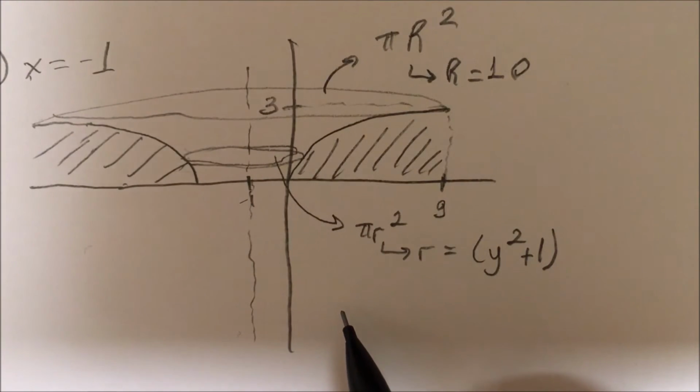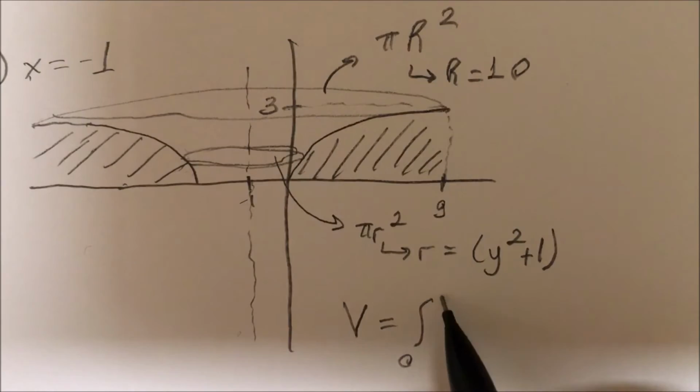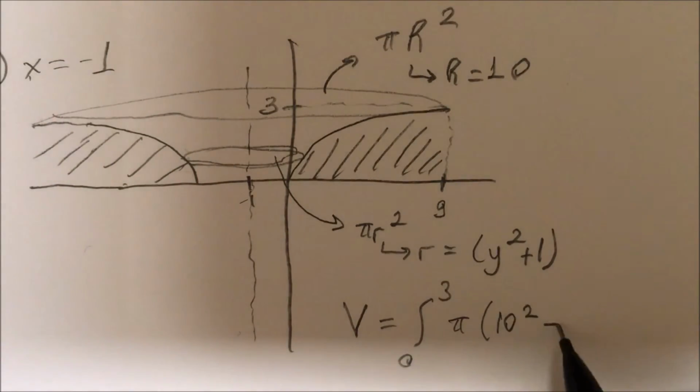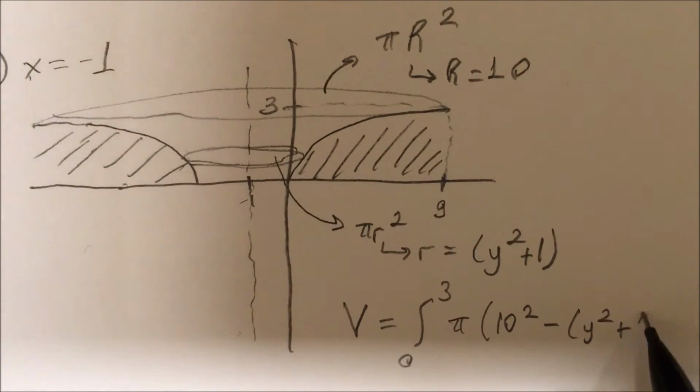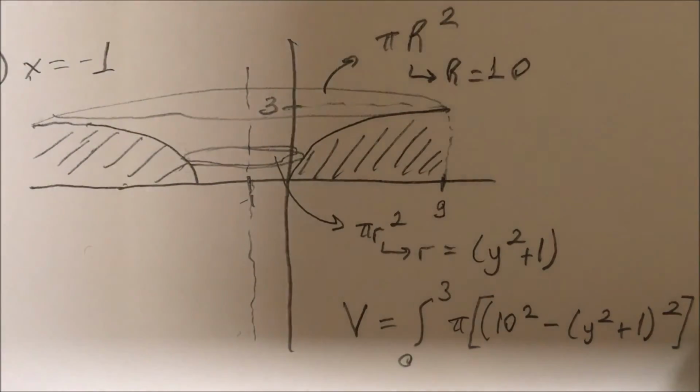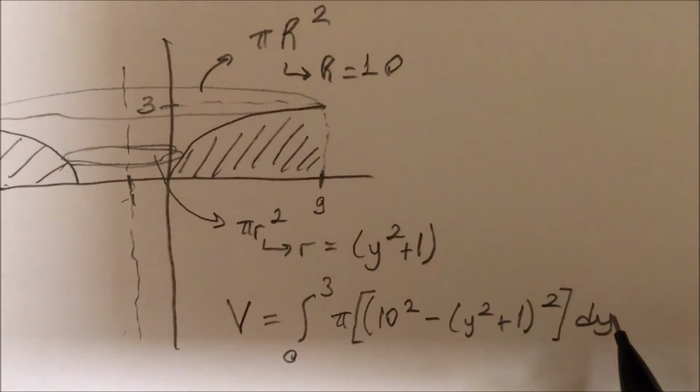So our boundaries are 0 and 3. So from 0 to 3, we need to put the pi, we need to put the parentheses, and then the rest is just writing big R squared minus small r squared and dy at the end. Now this is our final equation in order to find the volume of the solid.